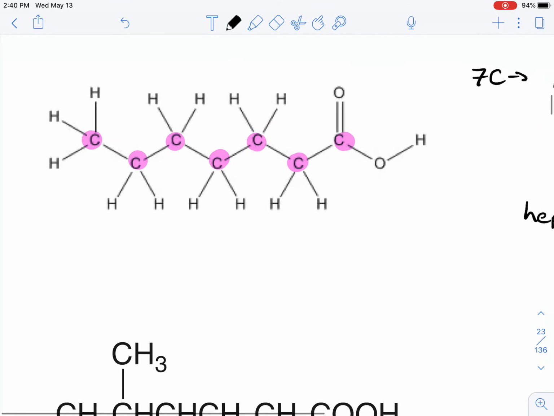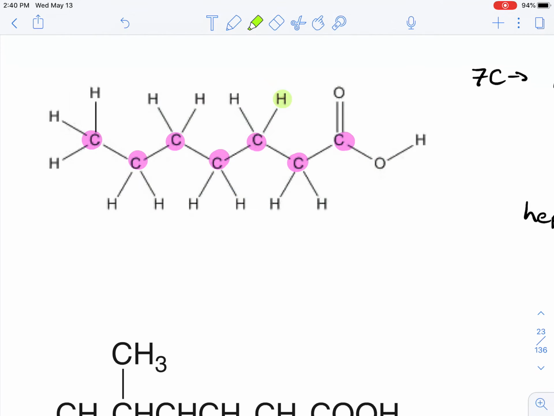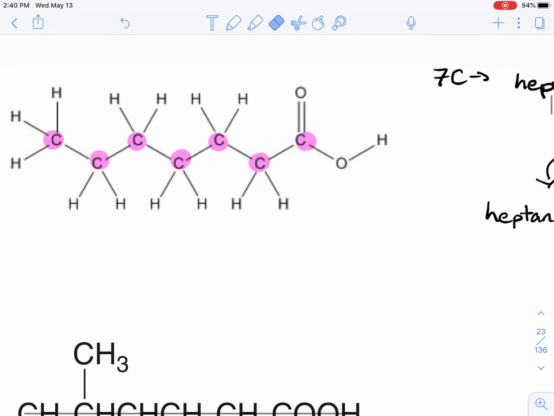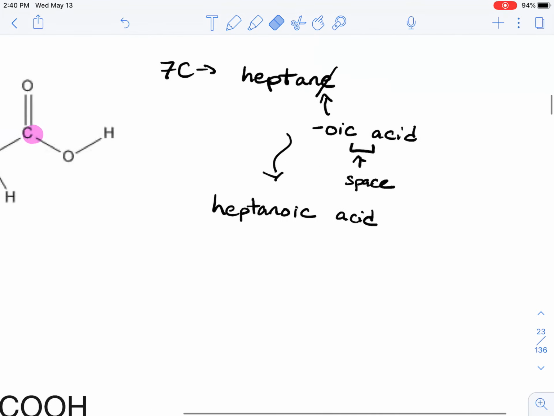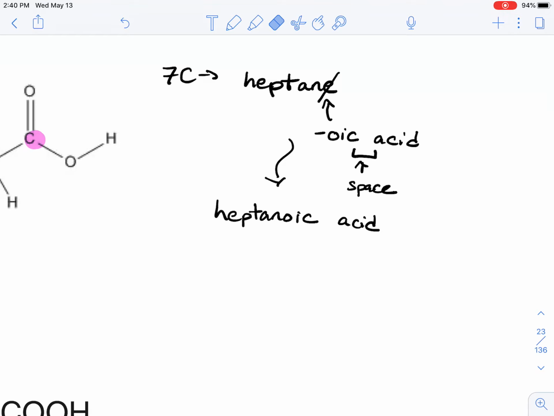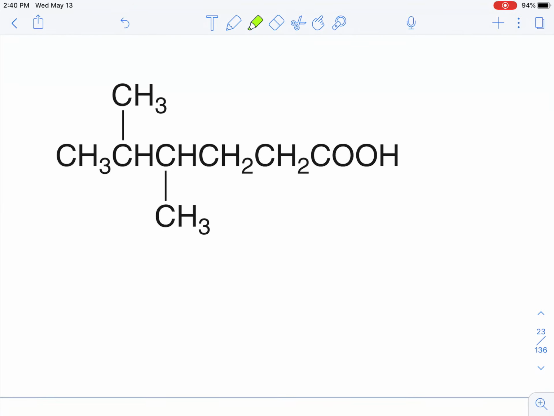And if you look at all of the other attachments to each carbon, they're all hydrogens. So I really do not have any substituents. Since I do not have any substituents, no other carbon chains, halides, etc., my final name for this organic compound is heptanoic acid. All right, so let's go ahead and look at another example.